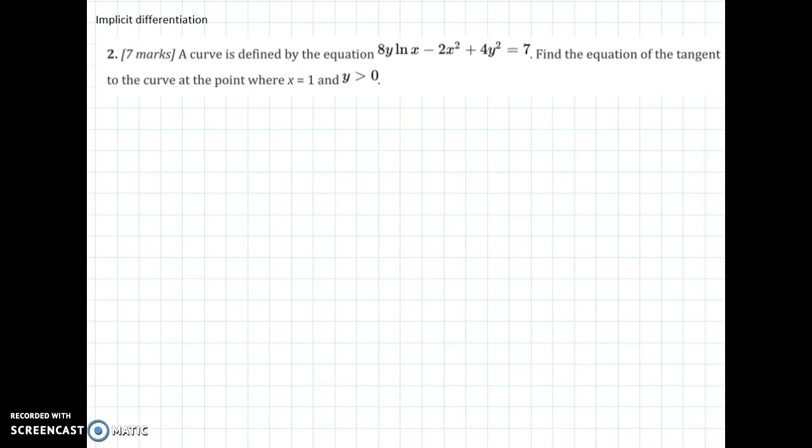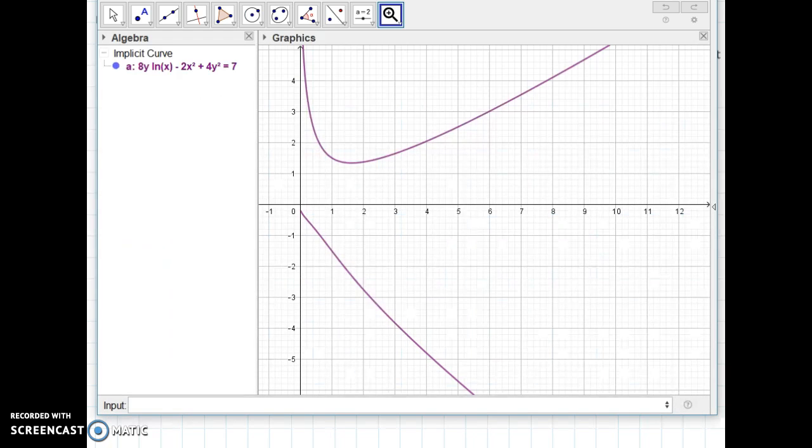Okay, you're not going to do this in the exam, but just to help you understand what's going on, I'm going to show you a GeoGebra picture of how the curve looks like. According to GeoGebra, this is our curve. It's only defined for x greater than 0 since we are applying the logarithm to the variable x.